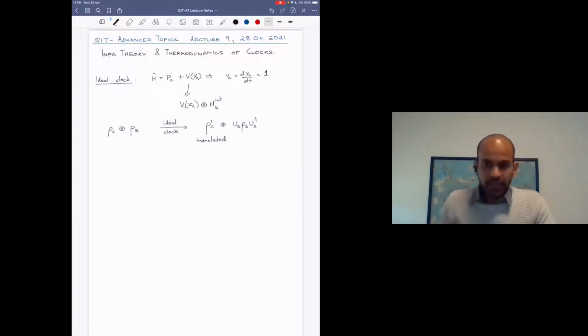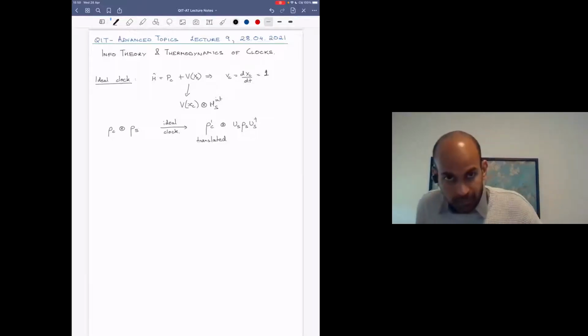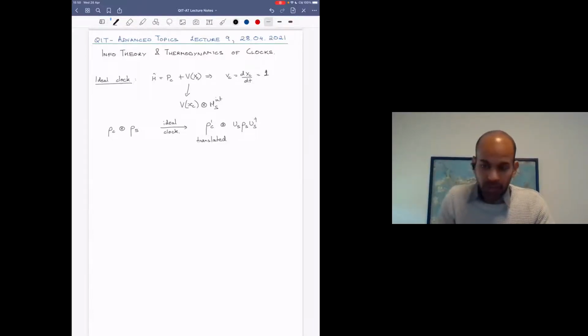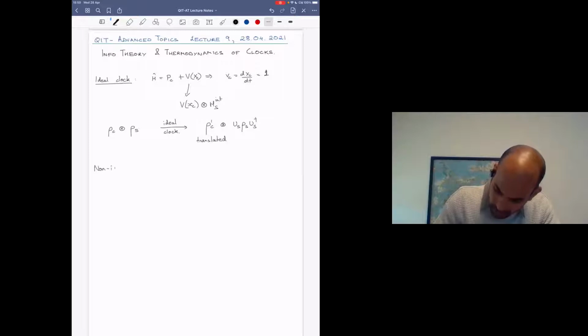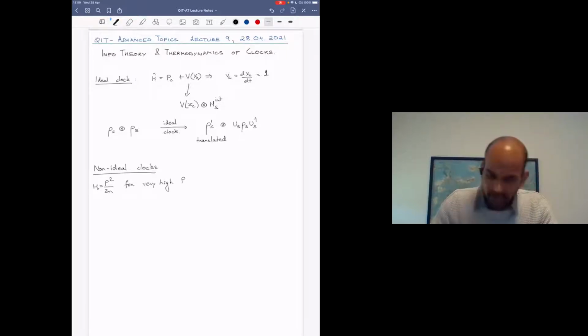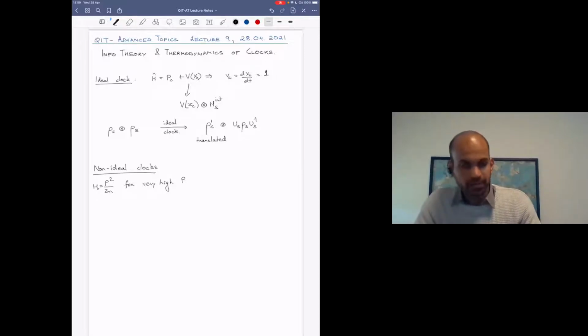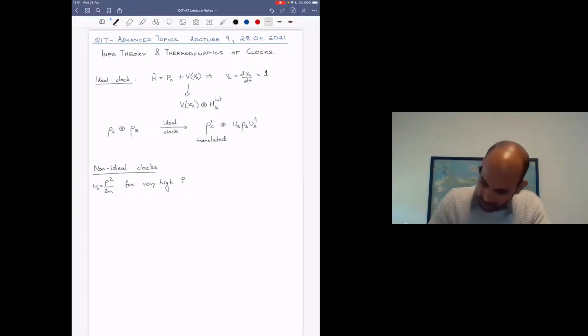The other thing that we briefly introduced last lecture is what the ideal clock is actually an approximation to, and what non-ideal clocks you can use to do the same thing. And one of the simple ones that we discussed was the p-squared clock for very high momentum, p. So if the momentum is high enough, then this clock essentially behaves like it has constant momentum, because whatever potential you put in front of it, it doesn't really scatter off it or be slowed down by the potential that you put in front of it.